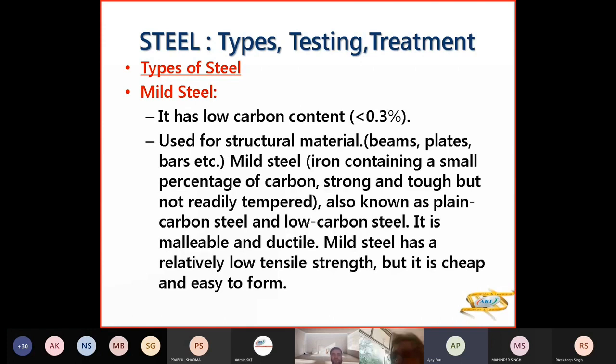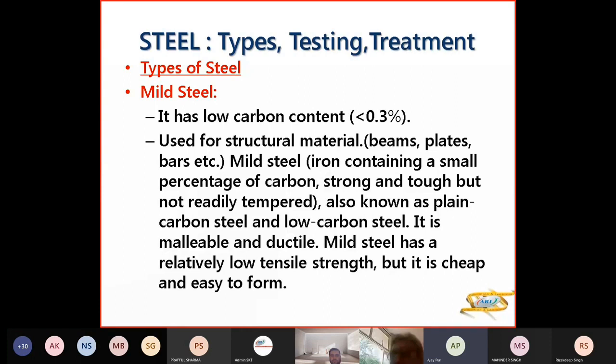When your carbon content is low, you can make it tough, but you can't make it hard. So for implements which you have to make hard, the carbon content has to be more. Mild carbon steel is used for beams, plates, bars, stringer plates. All those plates are made of mild steel.